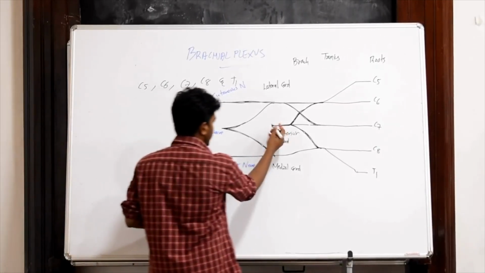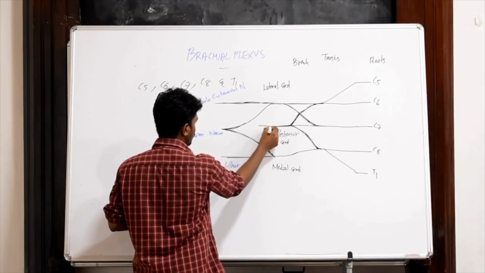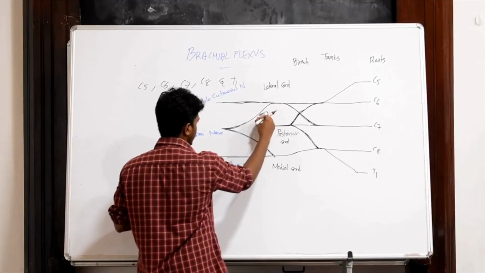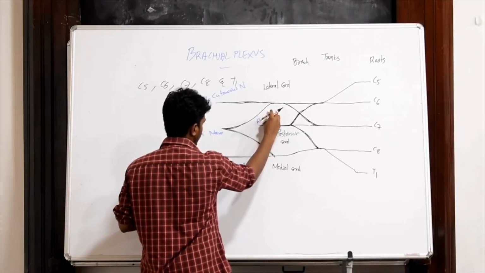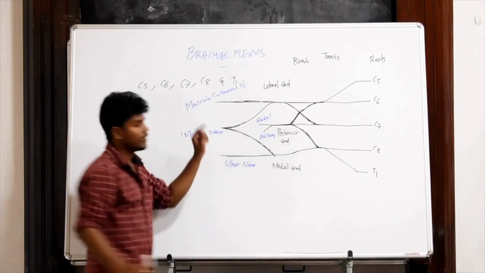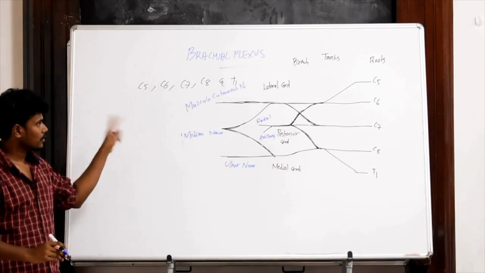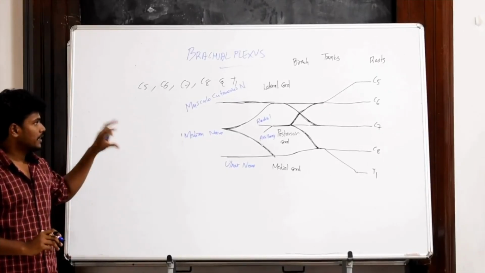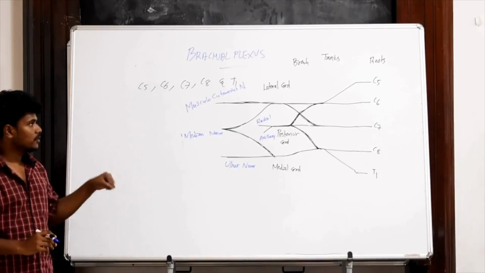And what about the posterior cord? The posterior cord gives off two main branches. This one is the radial nerve and this one is the axillary nerve. The radial nerve and axillary nerve. If you want to look in detail at this brachial plexus, we have to add some more nerves.